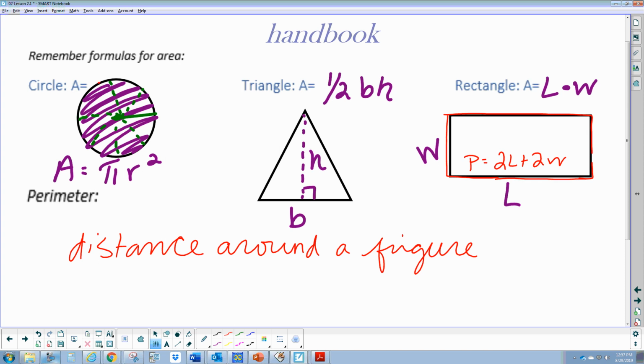And then lastly, in a circle, we have a perimeter, but in a circle, we call it circumference. And we say that the circumference is equal to 2 pi times the radius, or we can say the circumference is equal to pi times the diameter, where the diameter goes all the way across the circle and through the center.